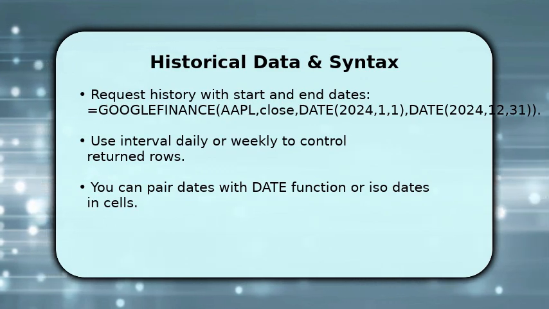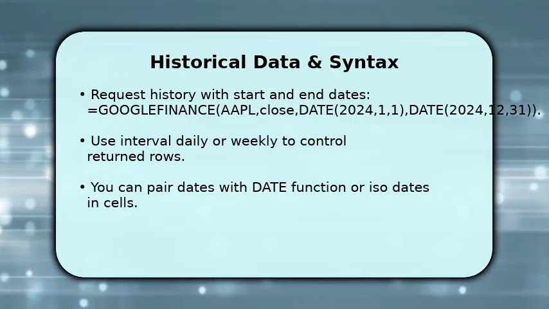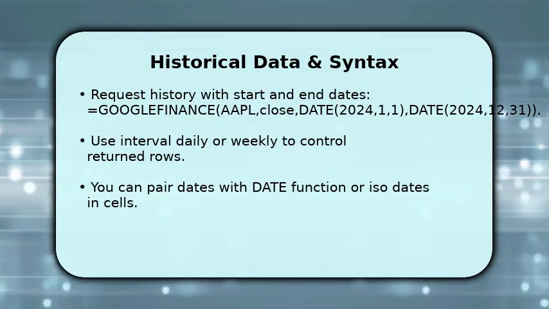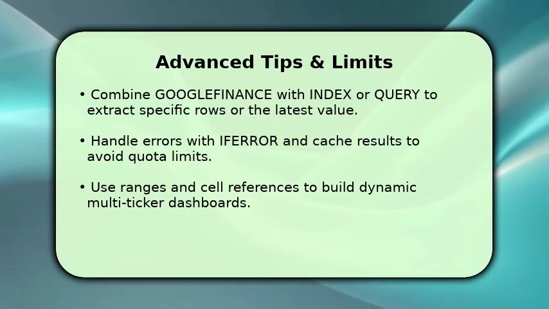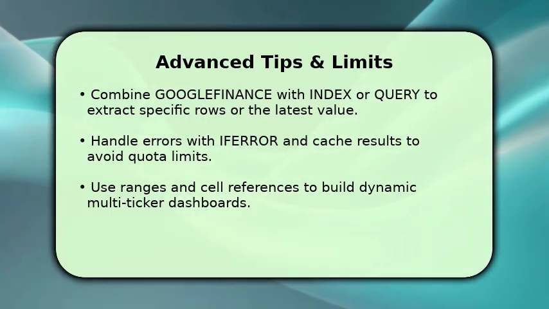You may put start and end dates in cells or use the DATE function for clarity. Historical results update slowly and respect Google data availability and market hours. Optimize usage by combining GOOGLEFINANCE with INDEX, VLOOKUP, FILTER, or QUERY for specific results.